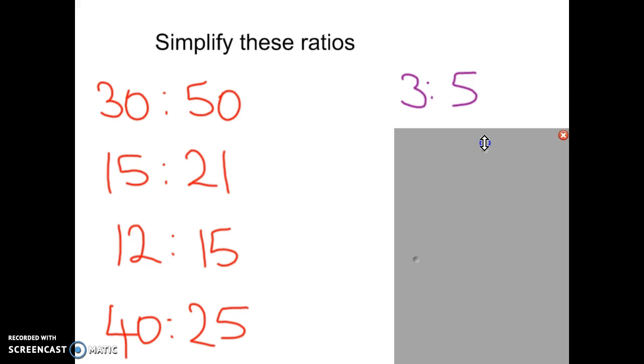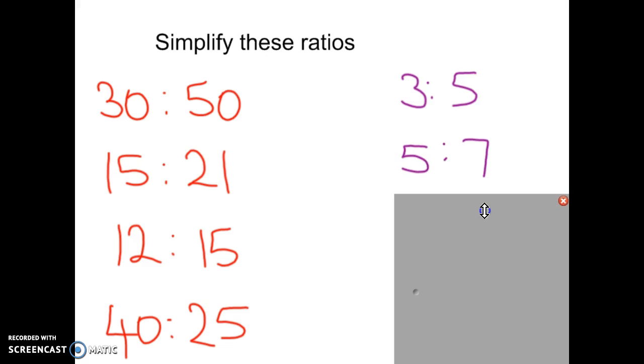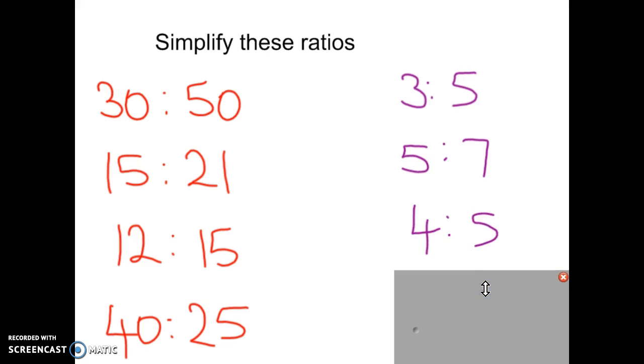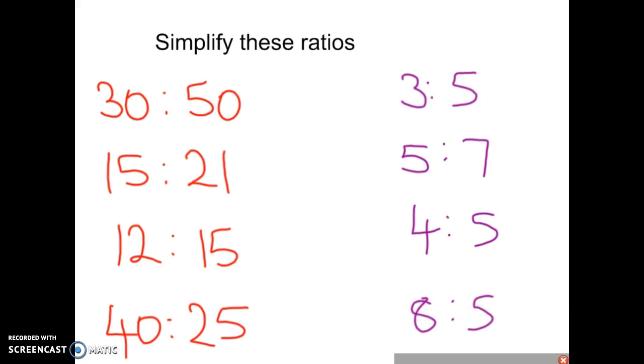Okay, for the first one, divided left and right both by 10 to get 3 to 5. Looking at the second one down, both those numbers are in the 3 times table, so 15 to 21 simplifies to 5 to 7. For the third one, 12 and 15 are also both in the 3 times table, so we've divided left and right by 3, and in the fourth one, 40 and 25 are both in the 5 times table, so both numbers have been divided by 5. So if you got those, that looks like you're on top of this topic.